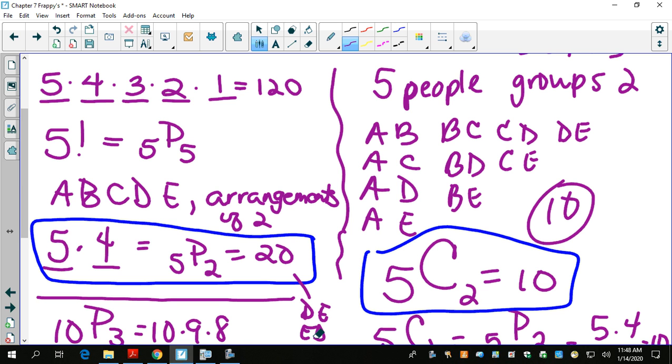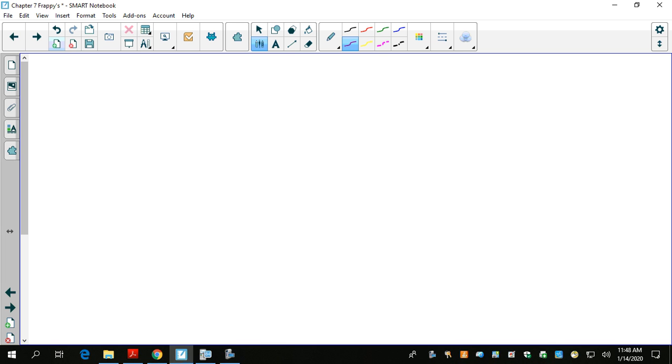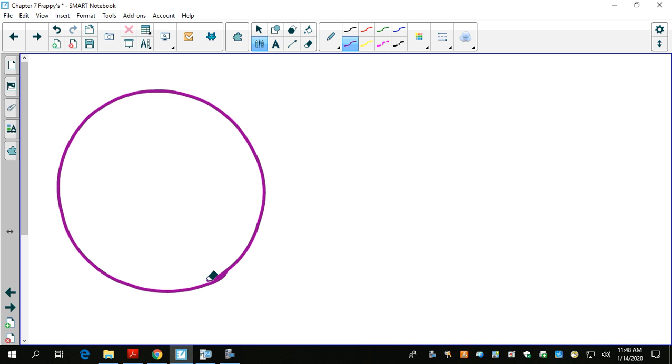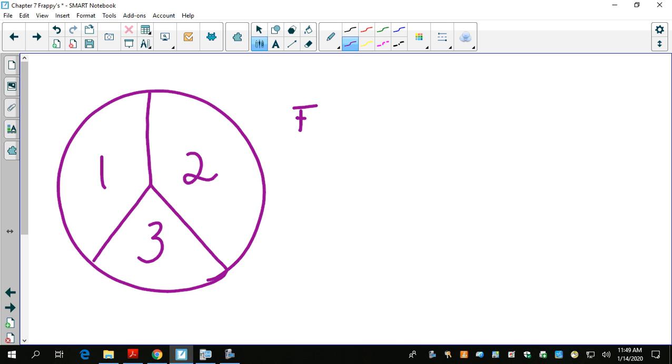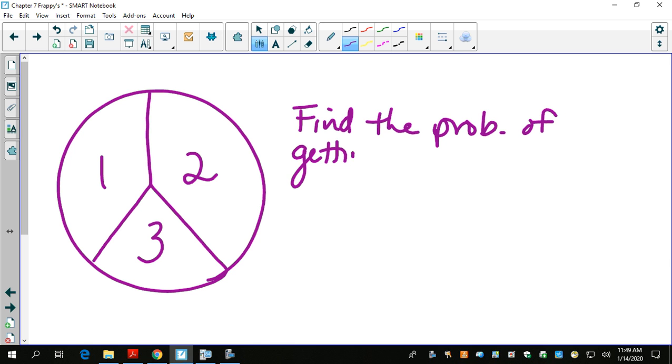Okay, so we're going to move on to the binomial, and I'm going to start this so that when you guys are done with your quiz, you can start looking at these types of questions. So let's take a spinner that has 3 sections, and I want to find the probability of getting 2 evens in 3 spins.